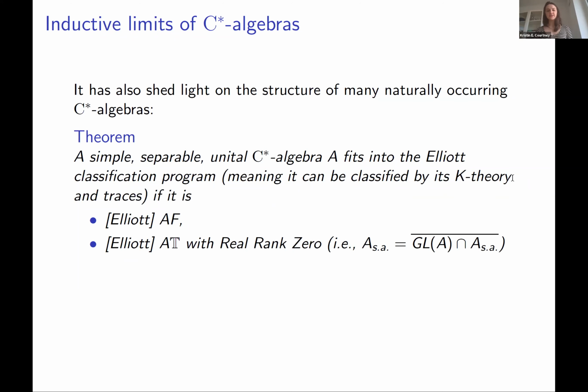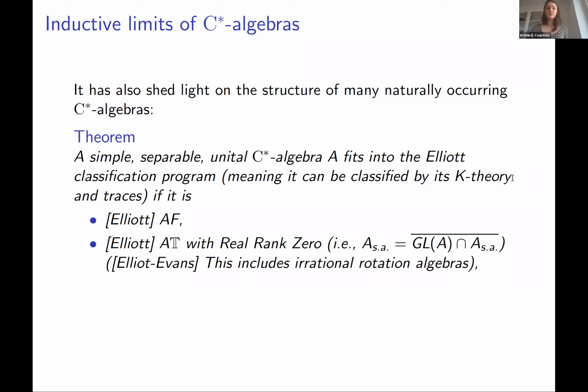But then it turns out that the classification results in C-star algebras pushed beyond AF into the AT algebras, provided that they have real rank 0, which means that the invertible elements are dense in the self-adjoints. And this really kickstarted the classification program, especially when Elliott and Evans proved that one could actually realize irrational rotation algebras as these.